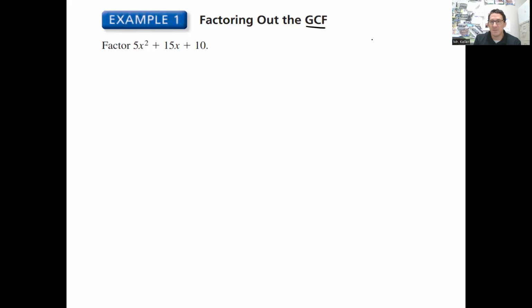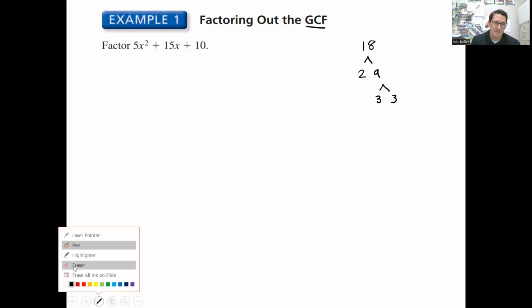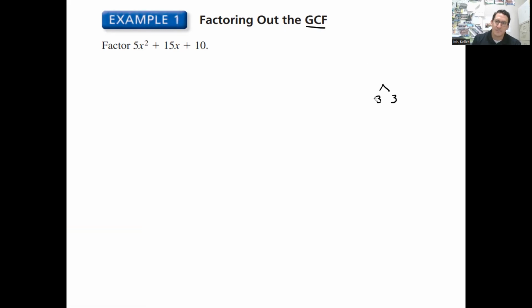Let me explain what I mean by two layers of factoring. Let's say we had a number like 18. 18 factors into 2 times 9, right? But then the 9 has a second layer of factoring where it can go down to 3 times 3. If we have a GCF, greatest common factor, it'll have those 2 layers of factoring.